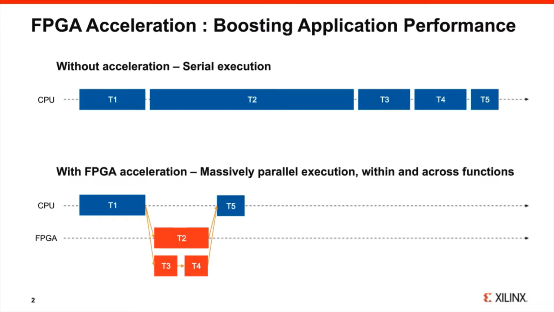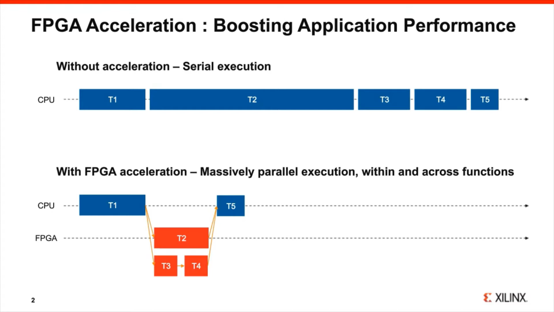Let me start with this word, acceleration. Obviously, it's all about making your application run faster than a purely software-based application. That's what we are showing here at the top of the slide. We have a bunch of tasks running on the CPU that mostly will be sequential, one task executing after the other. In some cases, this may be good enough performance, but in many cases, it will be too slow. And we will be looking into accelerating things.